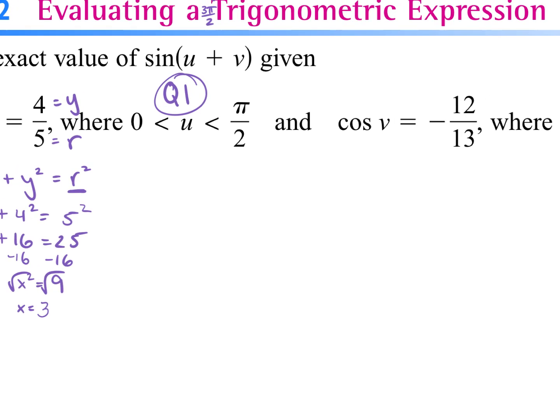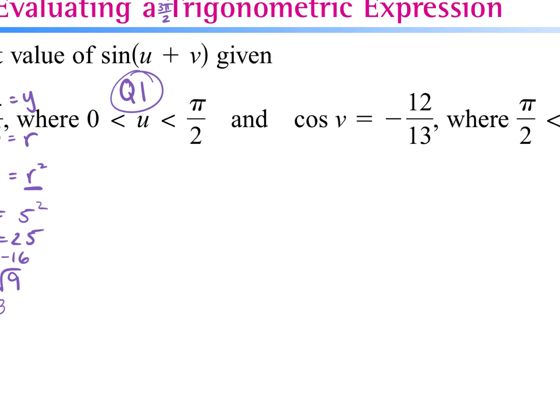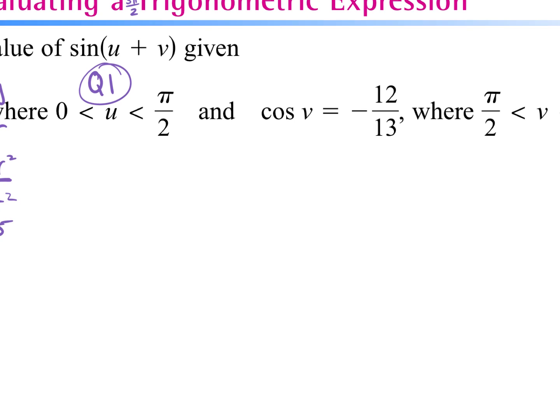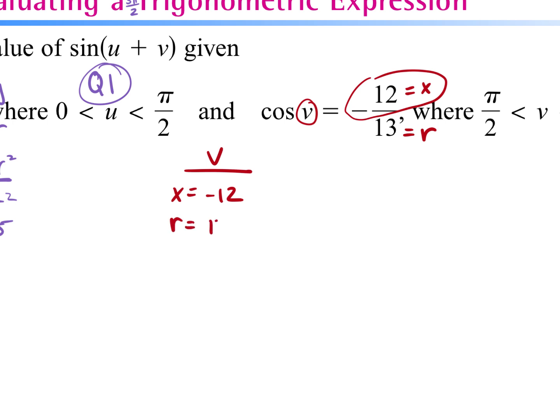Let's do our triangle V. So we've got two different triangles, but for the same question. So we want to find everything for V. So cosine would be what over what? X over R. Awesome. Does the negative go with the X or the R? The X, because R is never negative. It's always positive. So X equals negative 12. R equals 13. And we need to find Y.